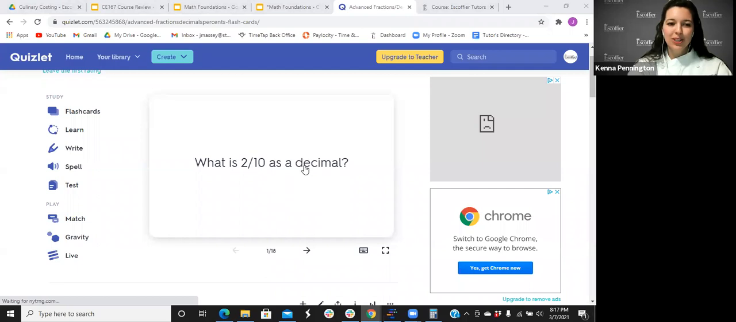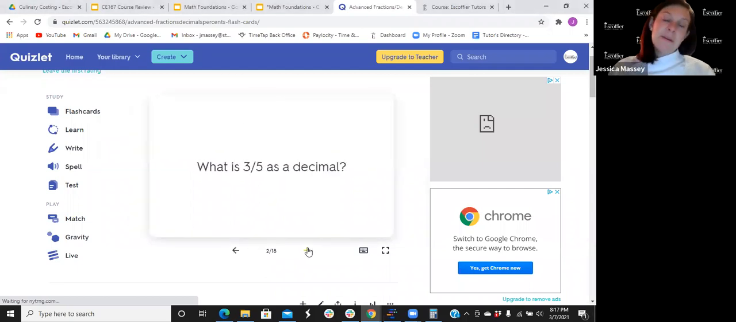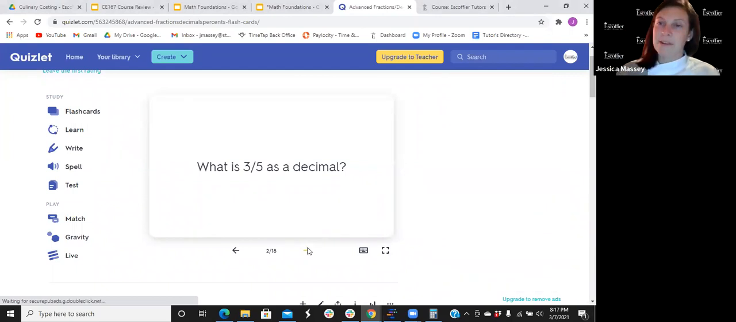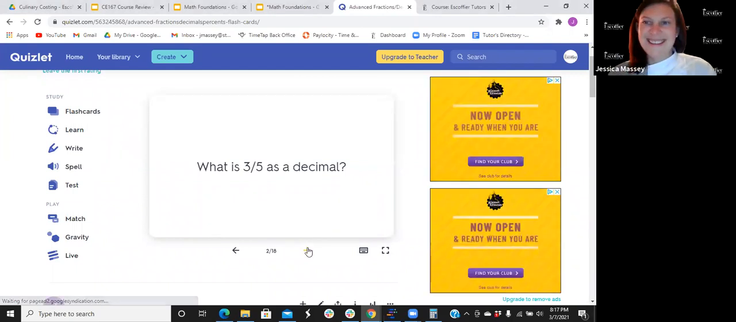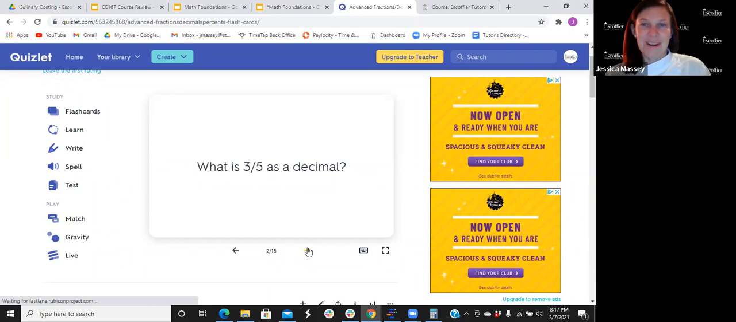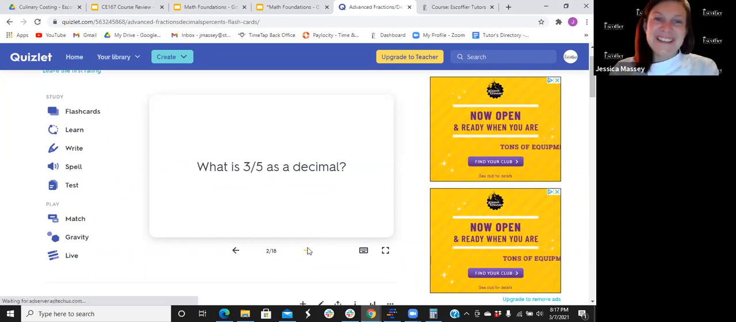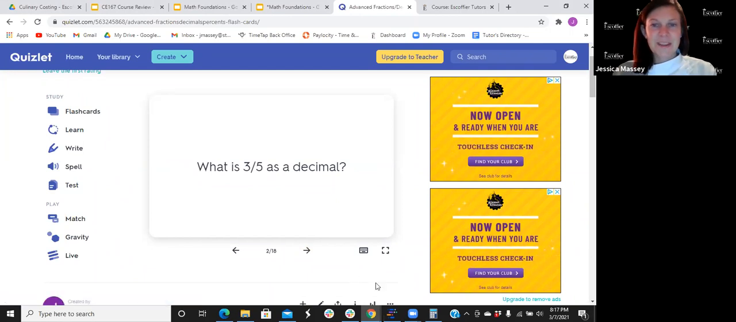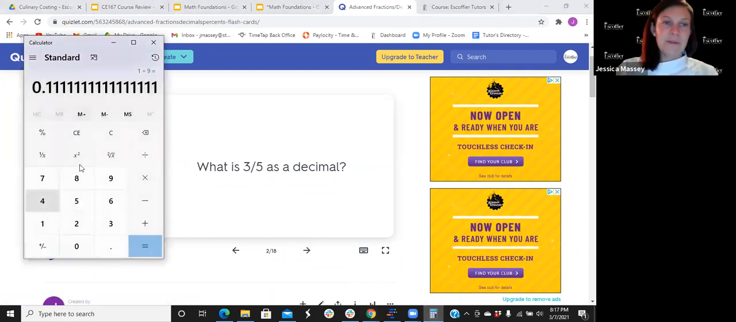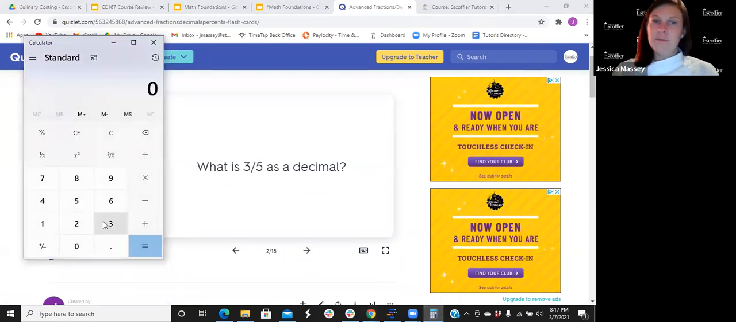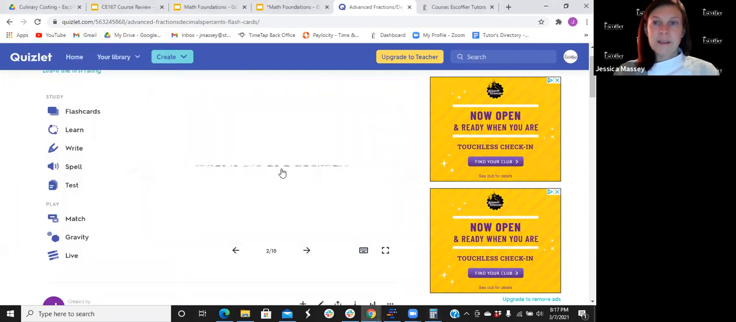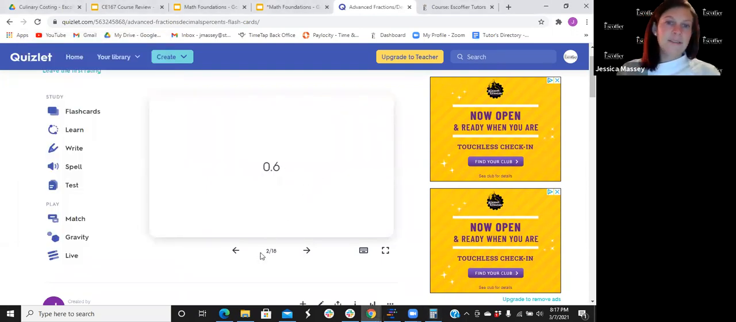Vanessa's quick on with 0.2. Vanessa, you're doing great. I'm sure other people are doing great, but you're fast at typing it. And you have it right. How about what is 3/5 as a decimal? Again, you take that top number and you divide it by that bottom number every time. 0.6 might be your answer.